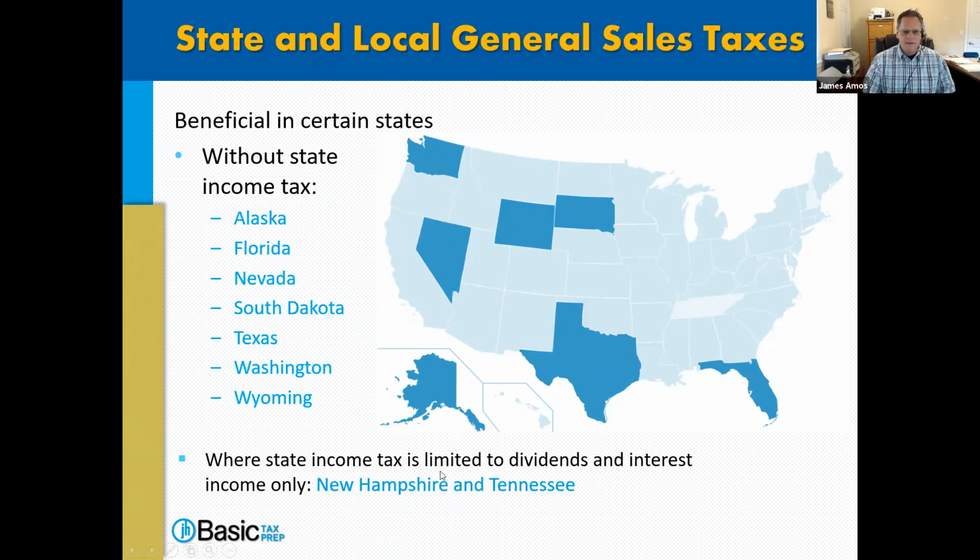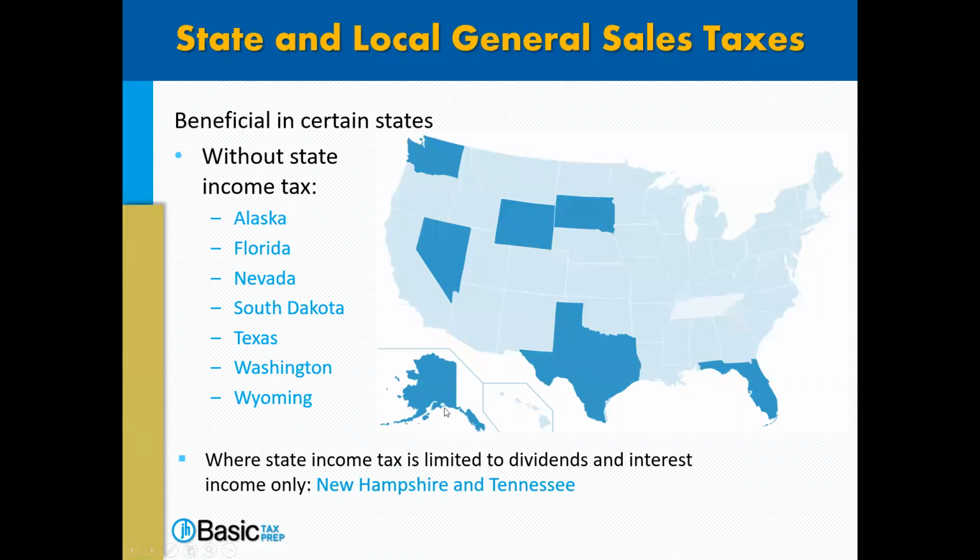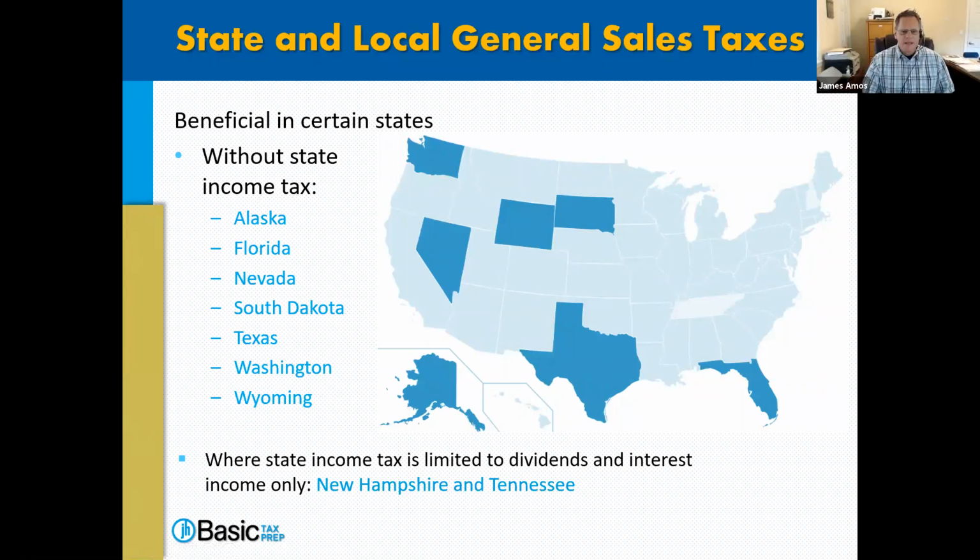Where state income tax is limited to dividends and interest income only, that's New Hampshire and Tennessee. Do I want you to remember that? No. Do I want you to know that regardless of where you're at, some states are going to have both income taxes and sales tax? Some states are going to have only sales tax. Some states are going to have a combo.